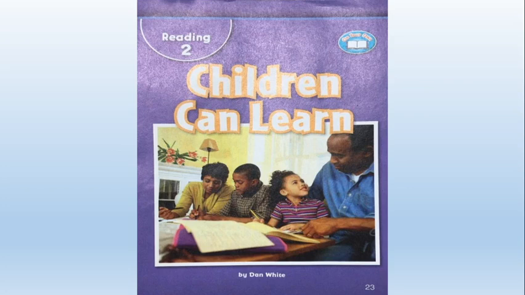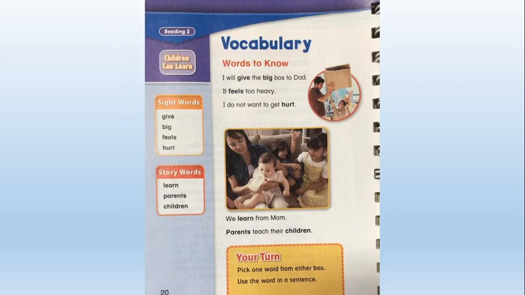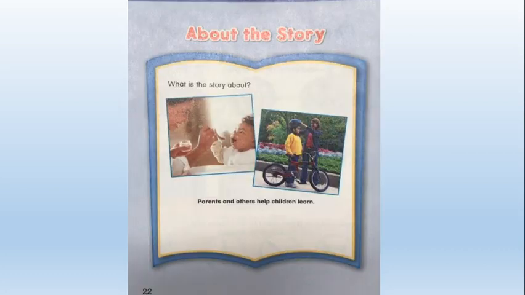So remember, it's very important to know about the story, but you need to know the vocabulary, the sight words that you have here, as give, big, feels, and hurt, and the story words: learn, parents, and children. So you pick these words and try to make your own sentences, as you can see on this page, page 20. After you know these words, you can go on, and the story itself is another important part.